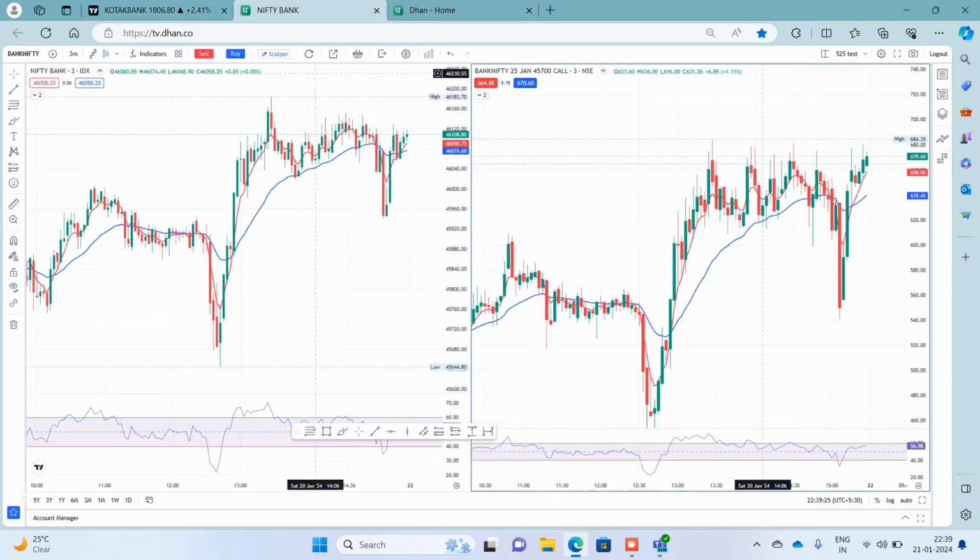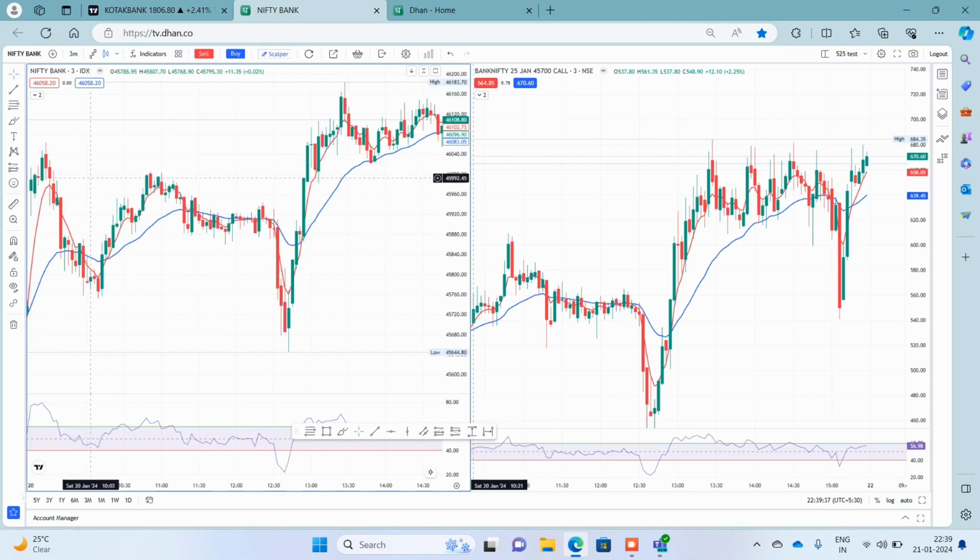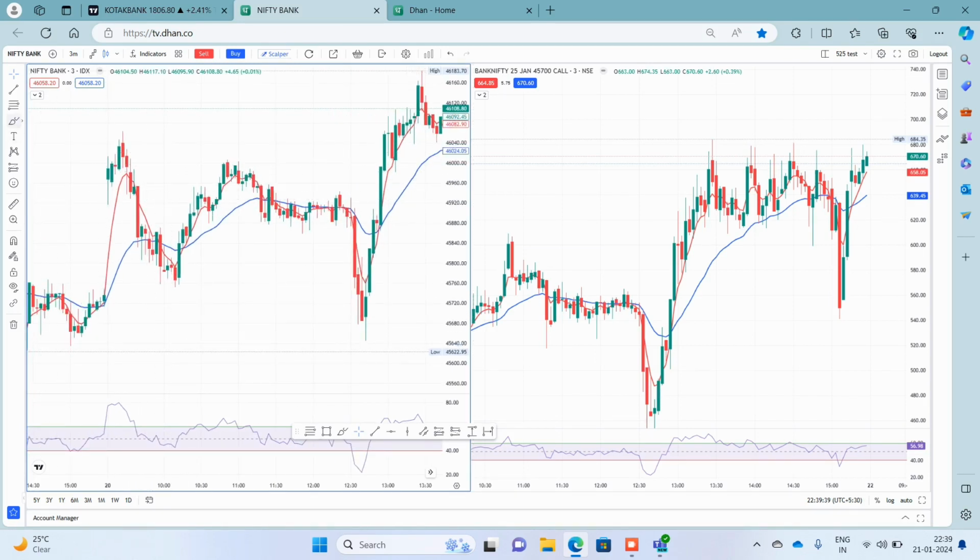Now let's see on the options chart as well. Okay, this is our Bank Nifty. What is our first trade we got on in Bank Nifty? On which candle did we get our first trade? We got the trade on this candle. This will be our entry, this will be our SL.